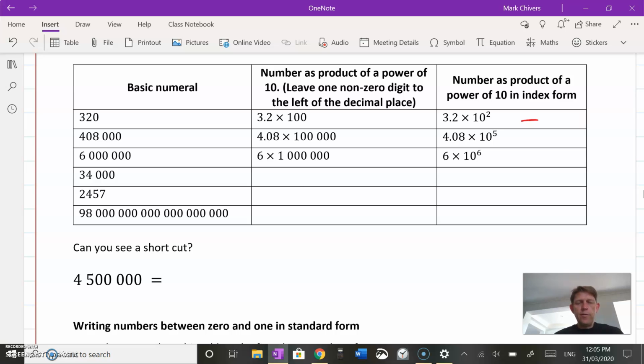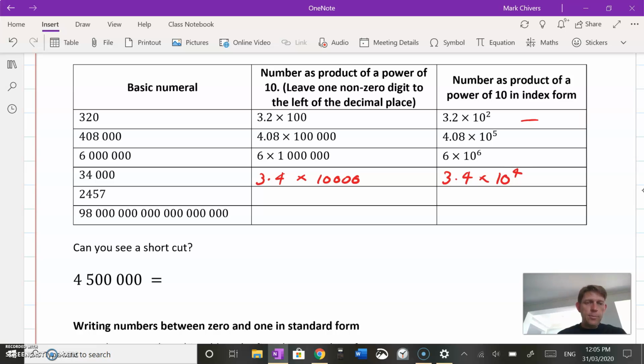And the next example there of 408,000, well, that's basically 4.08 lots of 100,000. And 100,000 is 10 to the power of 5. Every time, 10 is raised to a power of 0 is added. And 6 million is 6 lots of 1 million, so we can think of that as 6 times 10 to the power of 6. So as we go with that, 34,000, well, that's going to be 3.4 lots of 10,000. And of course 10,000 is 10 to the power of 4 because there's 4 zeros there. So that's just going to be 3.4 times 10 to the power of 4.